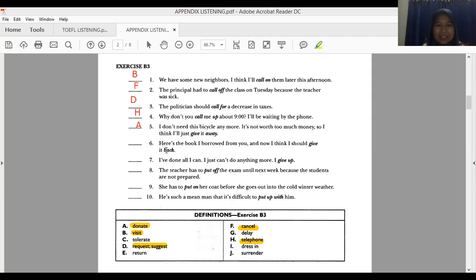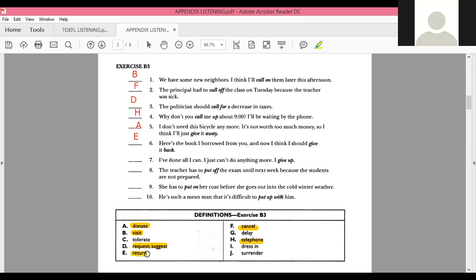Mr. Farhan says, here's the book I borrowed from you. Now I think I should give it back. Give it back, Mr. Farhan. It's E, Miss Richard. Nah, this one is E, baru ini return. Mr. Manggala, number 7. I've done all I can. I just can't do anything more. I give up. Surrender. Surrender, it is.